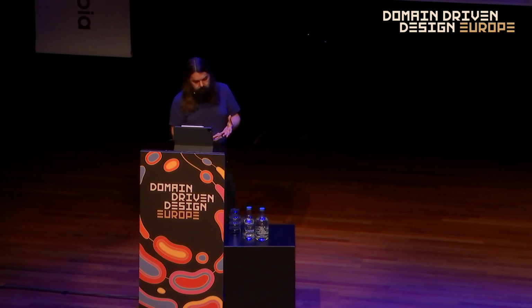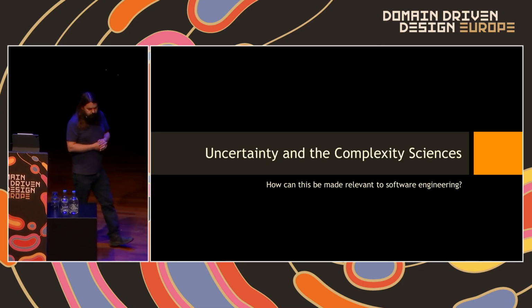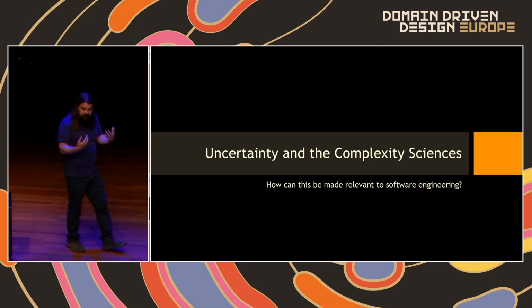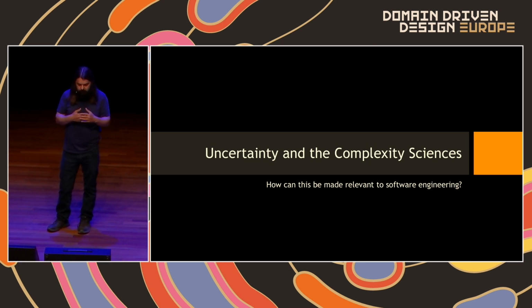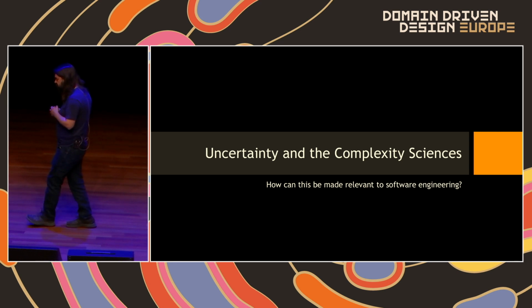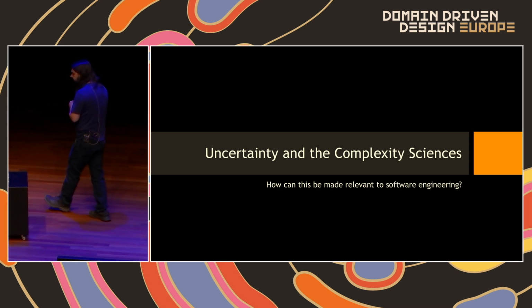And once we look at the problem of uncertainty, then we turn to the complexity sciences, which is a natural thing if you follow the reading on this. How do I solve a problem when I don't know what the problem is?